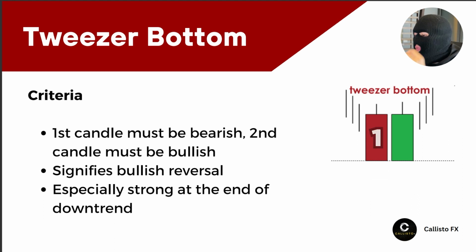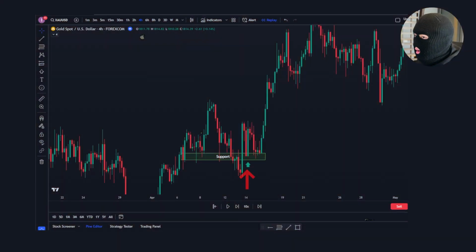Same thing, guys, the first candle must be bearish and the second candle must be bullish to qualify as a tweezer bottom. This double candlestick pattern signifies a bullish trend reversal is incoming and is especially strong at the end of a downtrend, as seen in this image over here.